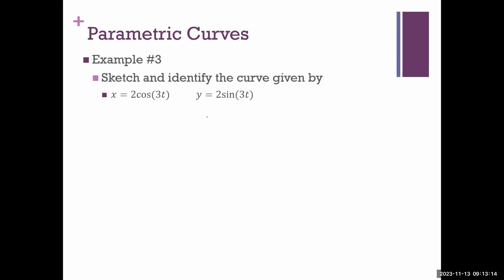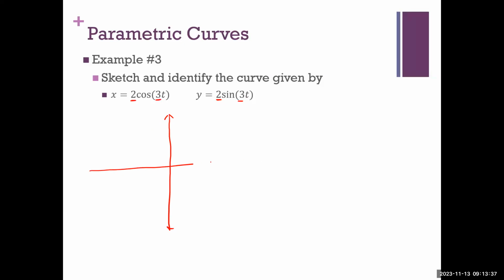So let's talk. I changed 2 different things, right? I made the cosine and sine, I changed their coefficient to be 2. I also changed the coefficient of t from 1 to 3. So yes, this is still a circle, but let's try to figure out what changes happened.